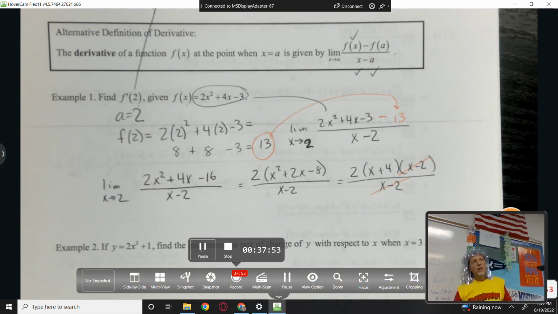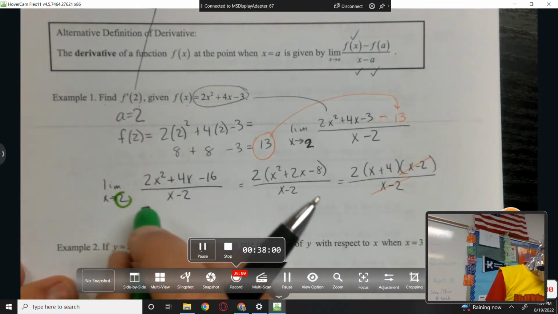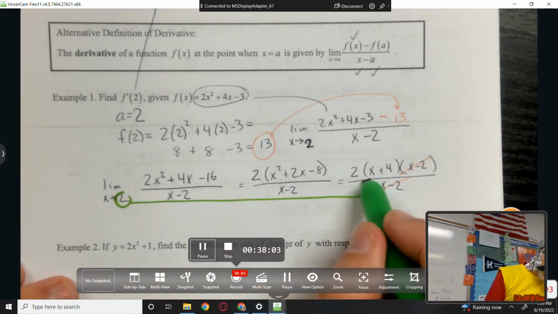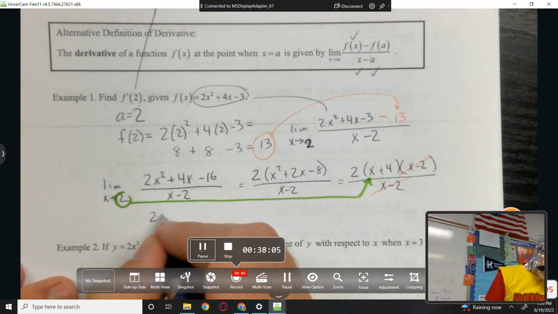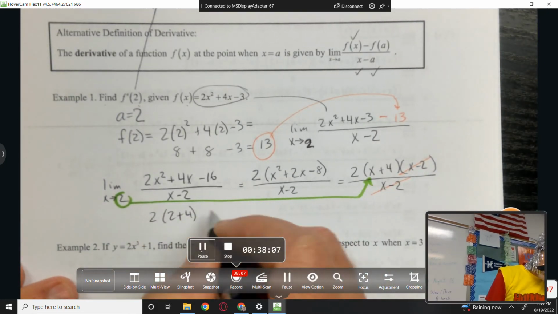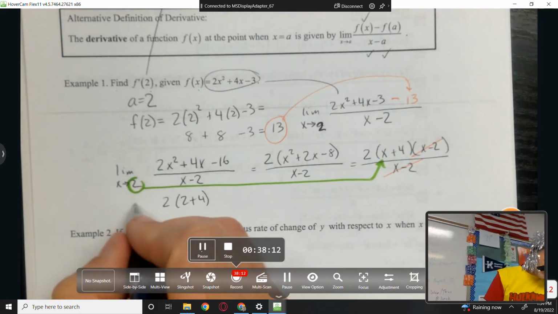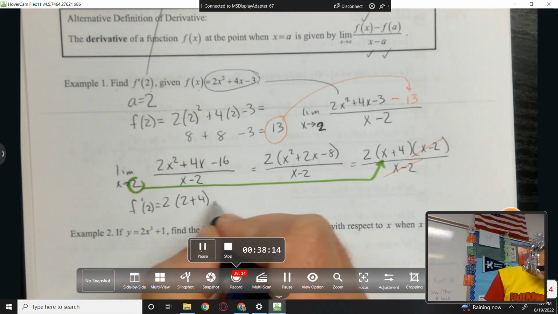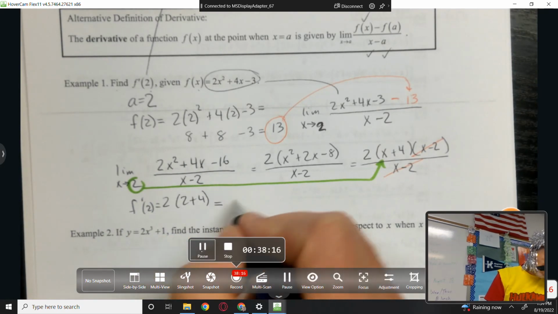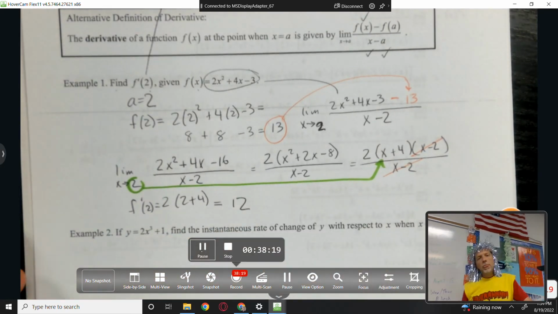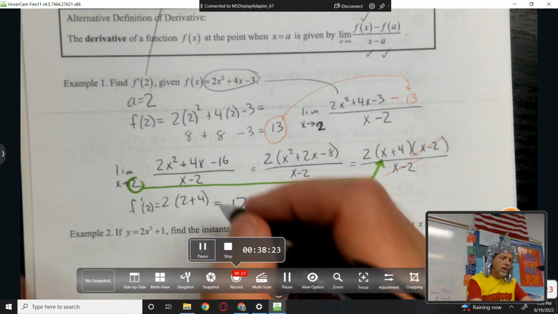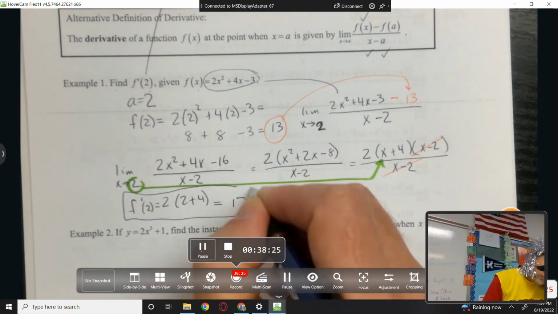What do you think we do next? Plug it in. Plug the 2 in. So 2 times 2 plus 4. That's my answer. 2 times 2 plus 4. That's an okay answer. That's a safe stop answer. Let's see. 6 times 2 is 12. So I don't even want to say 12 is a better answer. 12 is what the multiple choice answer would be. 2 times 2 plus 4 would be a safe stop answer.